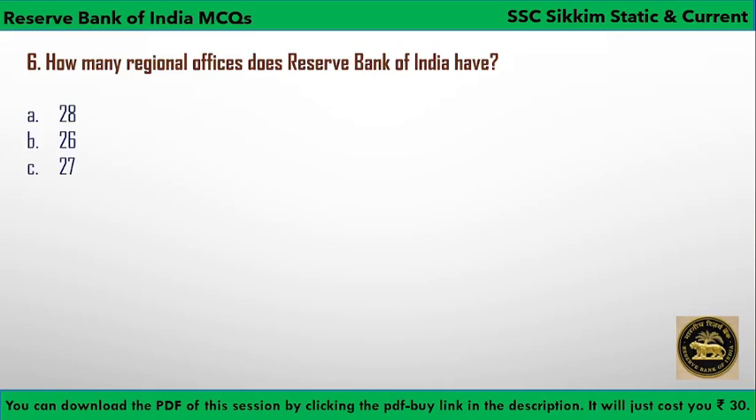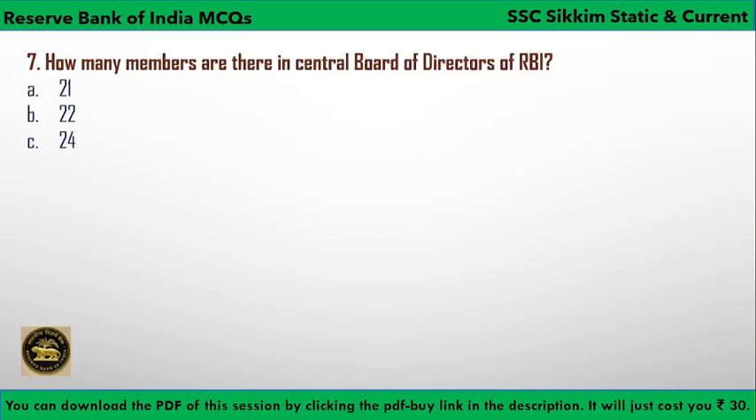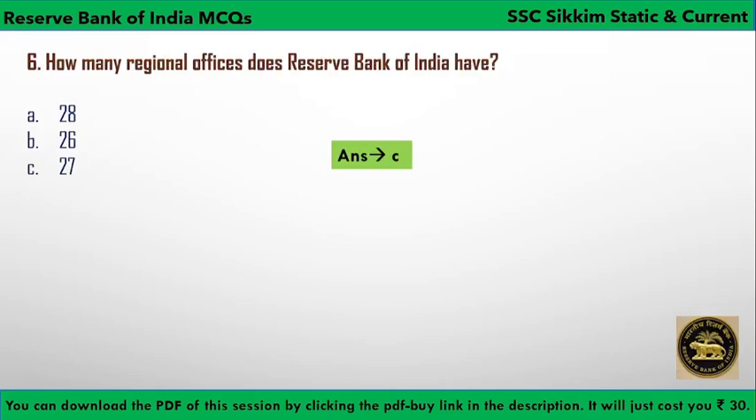Proceeding towards the next question, how many regional offices does RBI have? Options are, is it 28, is it 26, or is it 27? The correct answer to this question is C, 27, means RBI has 27 regional offices.